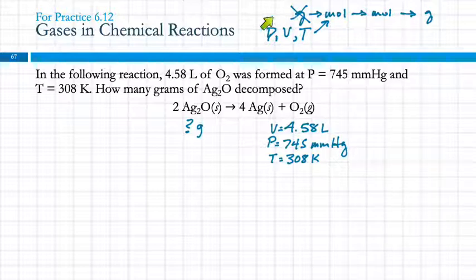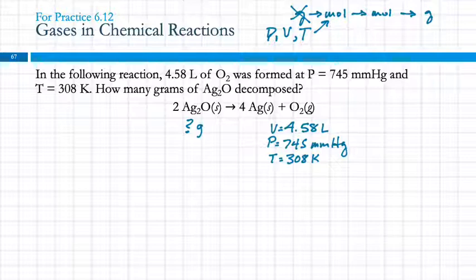So I start with grams to moles to grams, and then I see that I do need grams at the end, because that's what I'm trying to find is grams. But at the beginning, I'm not given a mass of oxygen. I'm given a volume, a pressure, and a temperature. And those are the three things I need to put into the ideal gas law, and I can calculate moles. Okay?